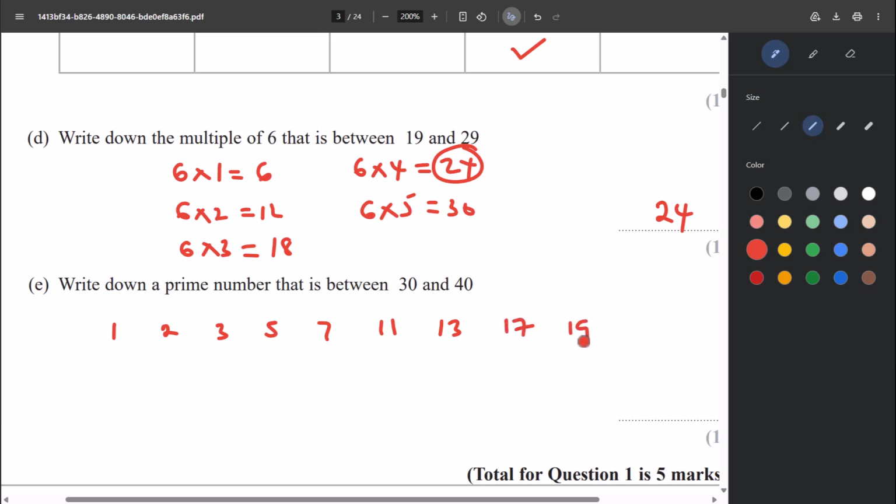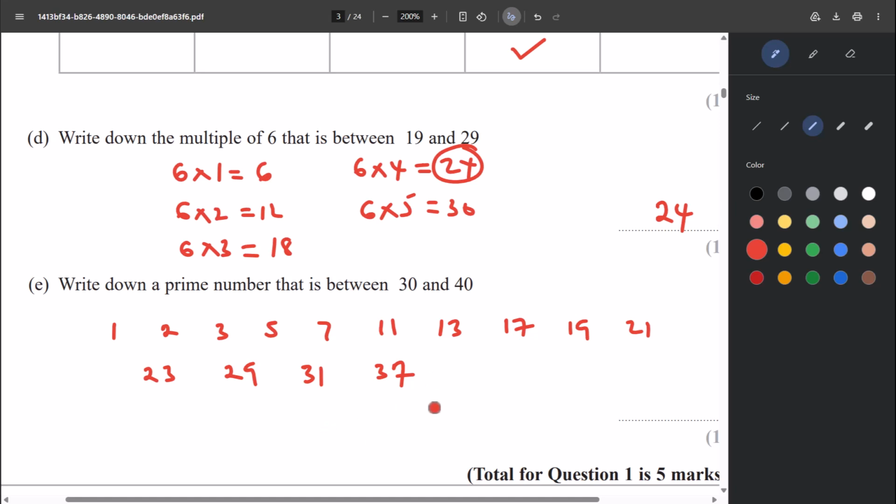17, 19, perhaps you could take 23, and I think we may take 29, 31, 32, 33, 34, 35, 36, 37, 38, 39.